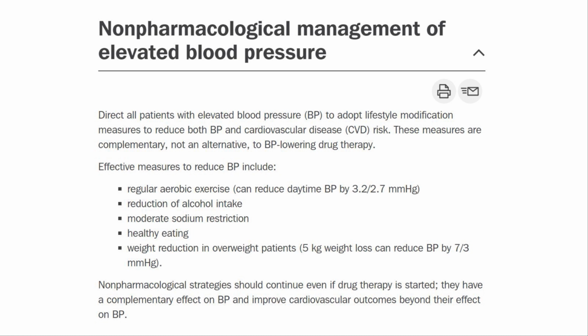Non-pharmacological measures include exercise, healthy eating, reducing alcohol, looking after sodium, and losing weight. I know plenty of people that had high blood pressure. They changed their diet to sort of a more plant-based diet. They started regularly jogging, meditating, and they now have a normal blood pressure after losing a bit of weight.